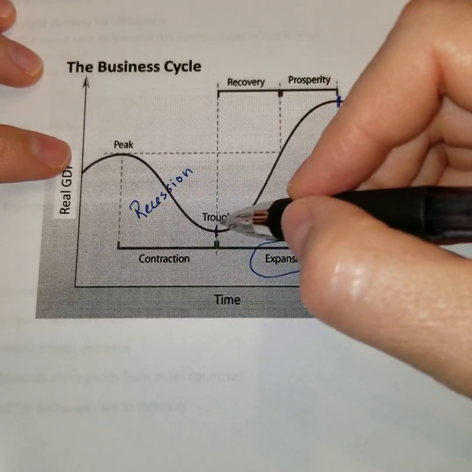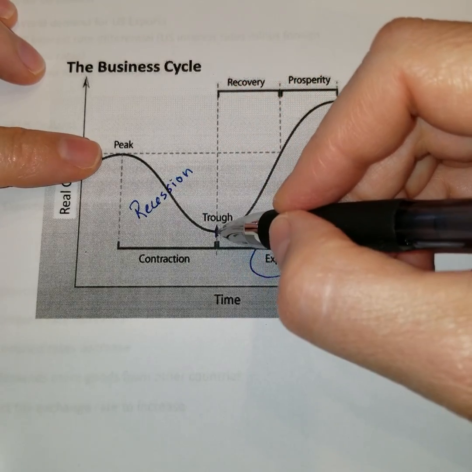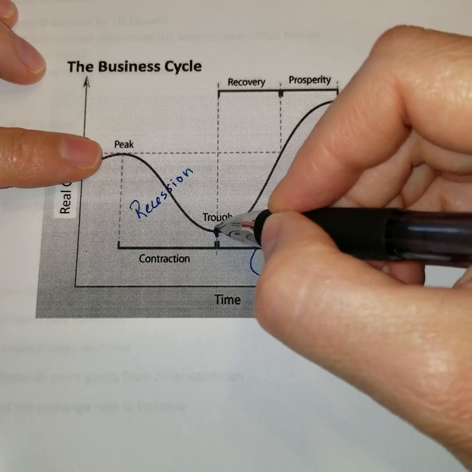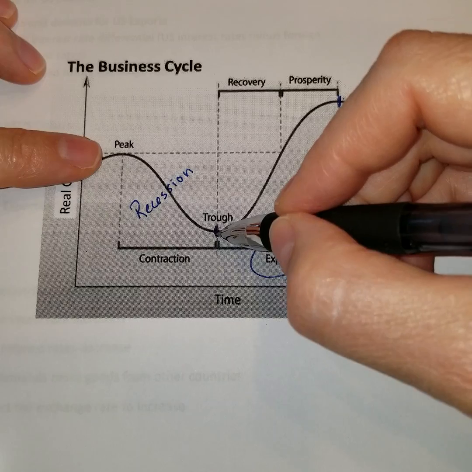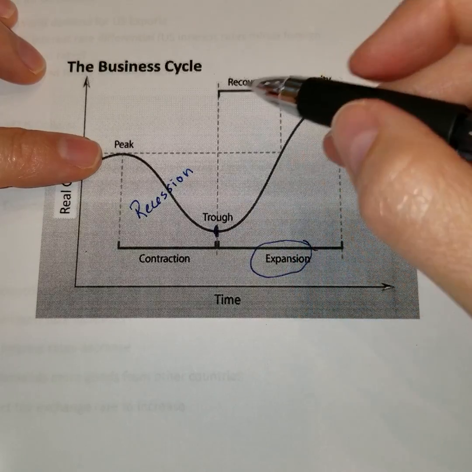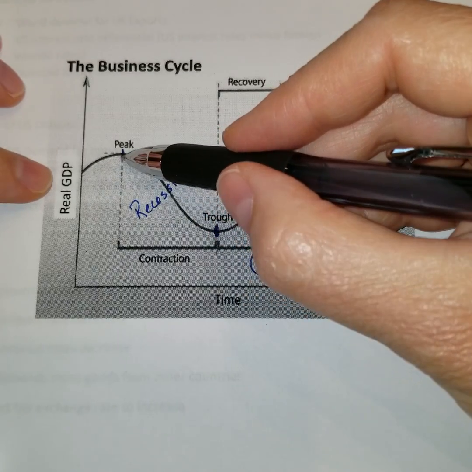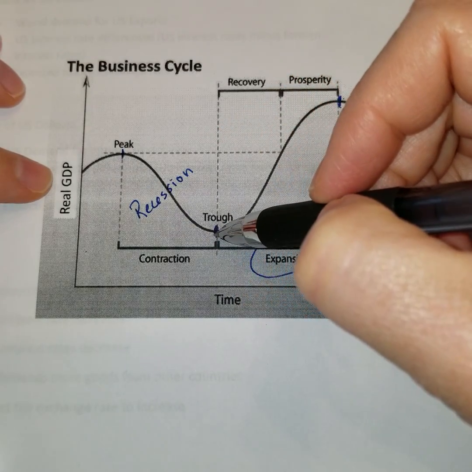Now, when a recession ends and an expansion begins, that's called a trough. That's when the recession ends and the expansion begins. Here we have what we call the peak. That's when an expansion ends and a recession begins.